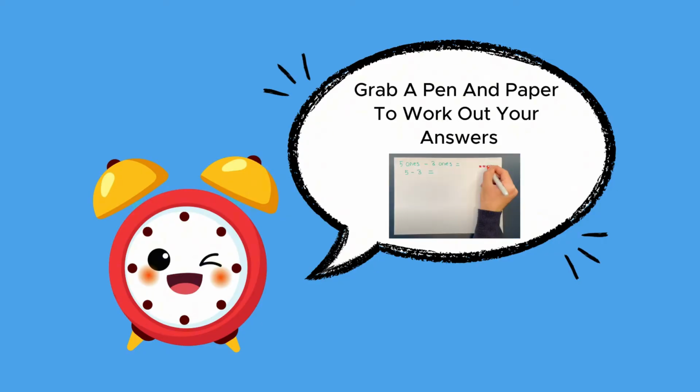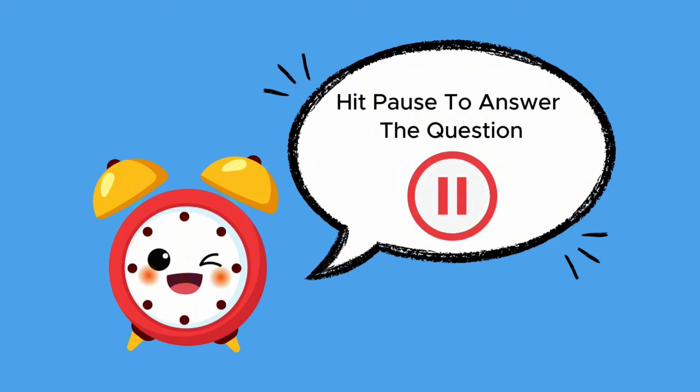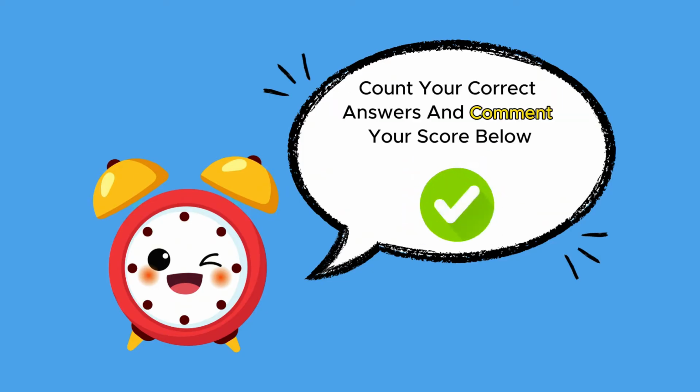Grab a pen and paper to work out your answers. When you see the pause button, hit pause to answer the question. Count your correct answers and comment your score below.